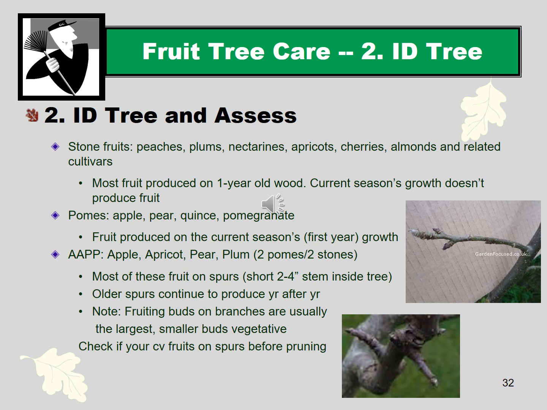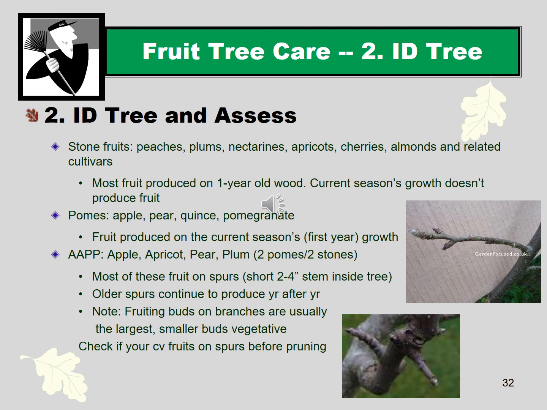Identifying the tree and its growth form and fruiting patterns is important. Things like peaches, plums, nectarines are stone fruits, the ones that have the hard pit in the center. Most of those fruit on 1-year-old wood, so last year's growth, not the current year's growth, is what produces the fruit. Pomes, things like apples, pears, quinces, and pomegranates, fruit on the current season's growth. So you want to think about that when you are pruning. You don't want to take off the part that needs to be left there for fruiting. And that's why we have these fruit trees, just to grow fruit.